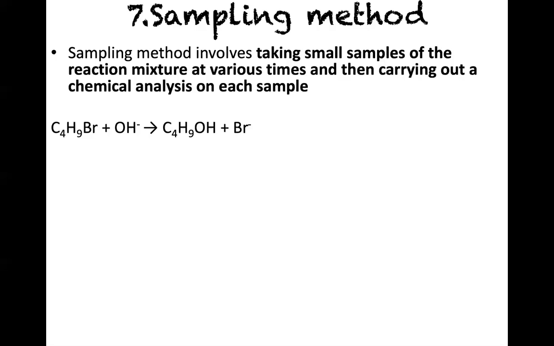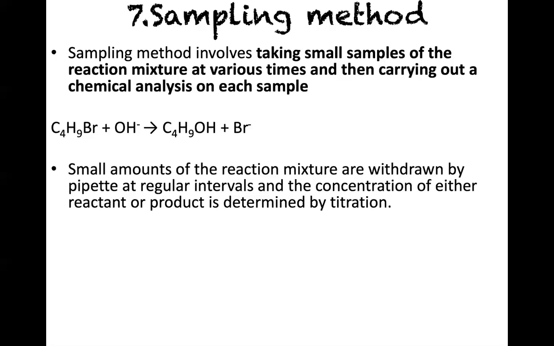So at 5 minutes, if I want my sample to be true at 5 minutes, I need to stop that particular reaction in my sample. This is what I call quenching. So at 5 minutes, I take maybe 10 centimeter cube from my beaker, and then I stop the reaction. Later on, at 10 minutes, I take another sample, 10 centimeter cube of it, and I stop that sample. I am not stopping the reaction in my original beaker or flask. The reaction is still going on there, but in my sample, I stop it.